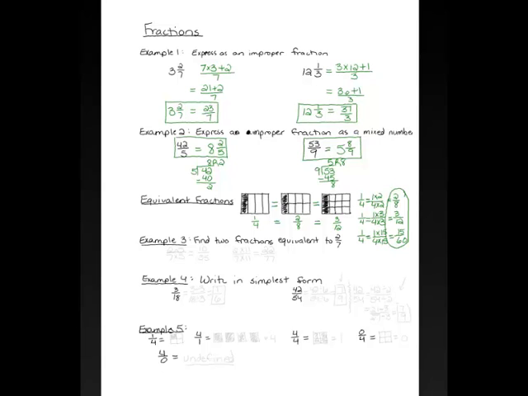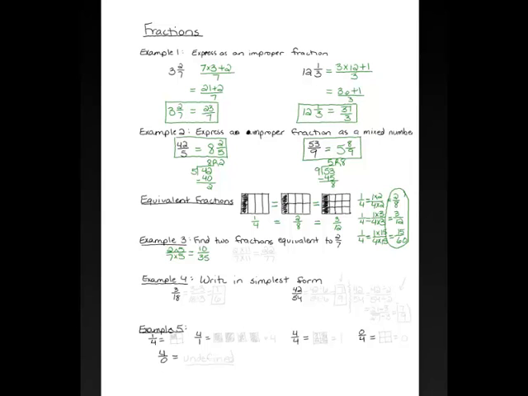So in example 3, you're asked to find two fractions equivalent to, in this case, 2/7. So you really can pick any whole number you want. So let's start with 5. We have 2/7, and let's multiply both numerator and denominator by 5. 2 times 5 is 10. 7 times 5 is 35.